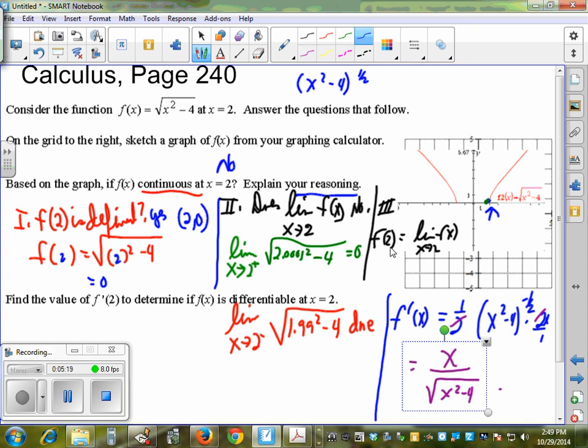And now we want to know the value of the derivative at 2. So if we plug in a 2 here and a 2 here, we get 2 over the square root of 4 minus 4, which is 0. The square root of 0 is 0. We know that we cannot have 0 on the bottom of a fraction, so that limit does not exist. And since that derivative does not exist, that function is not differentiable at x equals 2. So no, it is not differentiable.